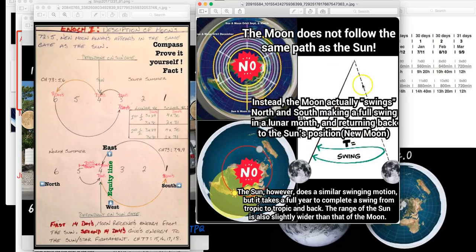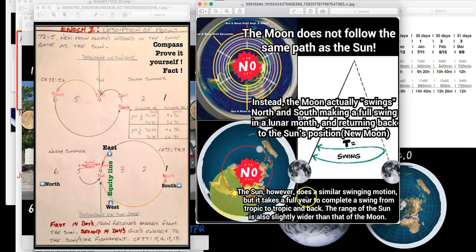So the moon does not follow the same path as the sun. This is what we can observe in the sky by watching the moon rise. The moon actually swings north and south, making a full swing in a lunar month and returning back to the sun's position on the new moon, which would be gate 4. This map is not the actual accurate map.